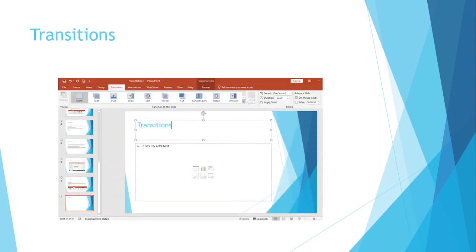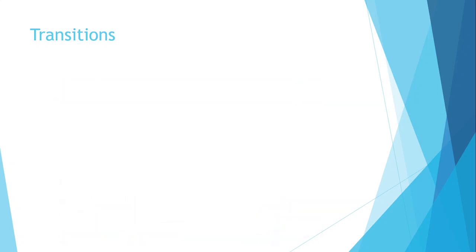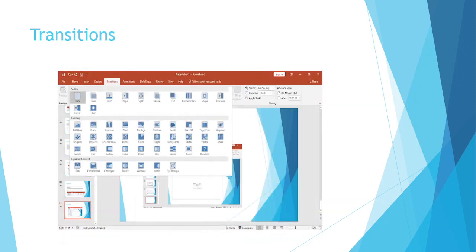Okay, we have the word transitions and then the image and then the arrow and then they disappear at the same time. And then we have the last image, which contains a preview of the transitions available to us. Okay, this is another transition.